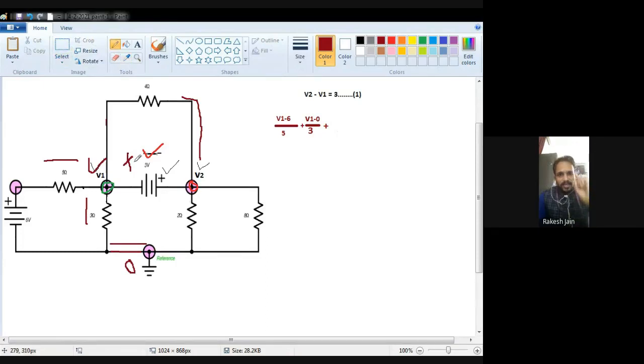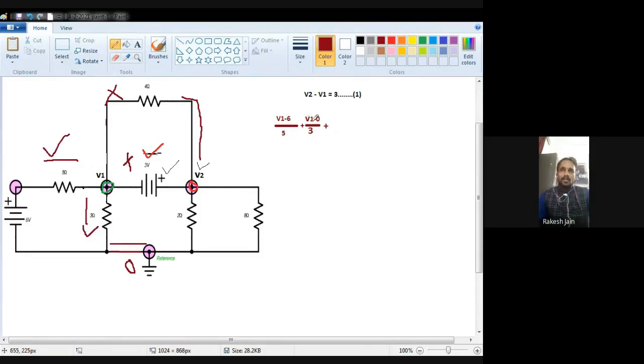Okay, now once again I am telling you the same thing. Neglect all the branches which are connected between those 2 nodes which create a supernode. So V1 and V2 are 2 nodes which create a supernode. How many branches are directly connected between V1 and V2? First is this 3 volt battery, so neglect that branch. So only 2 branches we have to write the equation for, and these 2 branches are this and this only.